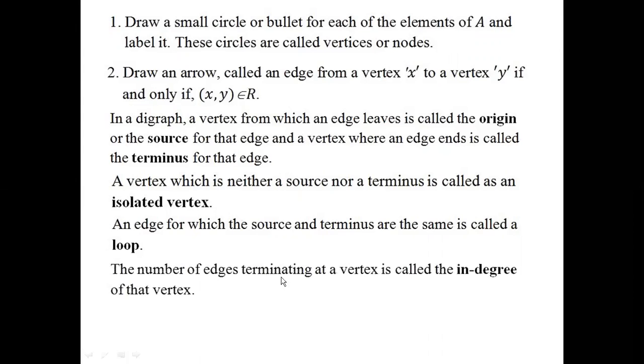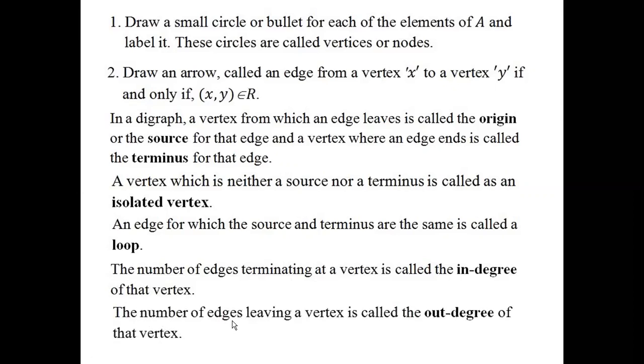The number of edges terminating at a vertex is called the in degree of that vertex. So we can find out the in degrees and the out degrees for any vertex by the following definition. At a particular vertex, we look into how many edges are terminating, meaning ending, and that is called the in degree of that vertex. Then out degree means the number of edges leaving a vertex. Starting from a vertex, how many edges are leaving is called the out degree of that vertex.